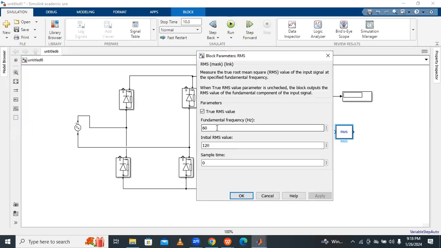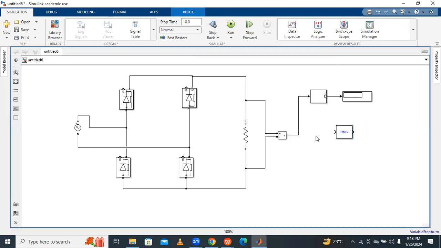Open this RMS block right here, 50 edges. Initial value 0 is not required. Then apply, OK. Connect this RMS to this block, called voltage measurement. Connect one display.